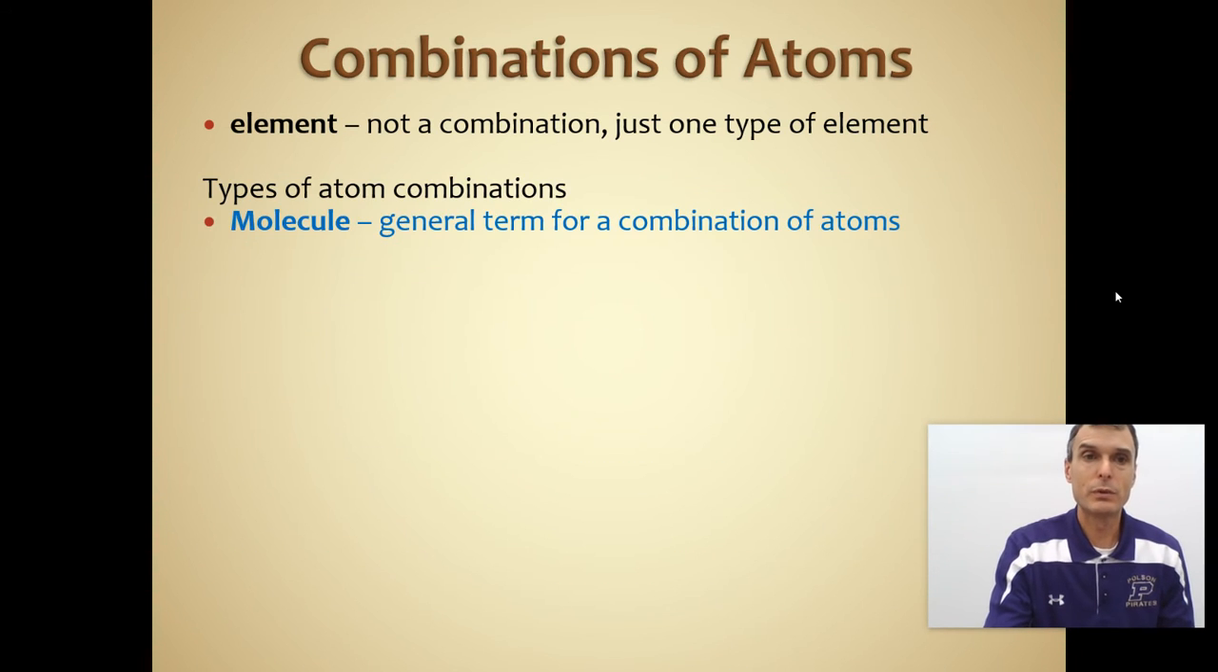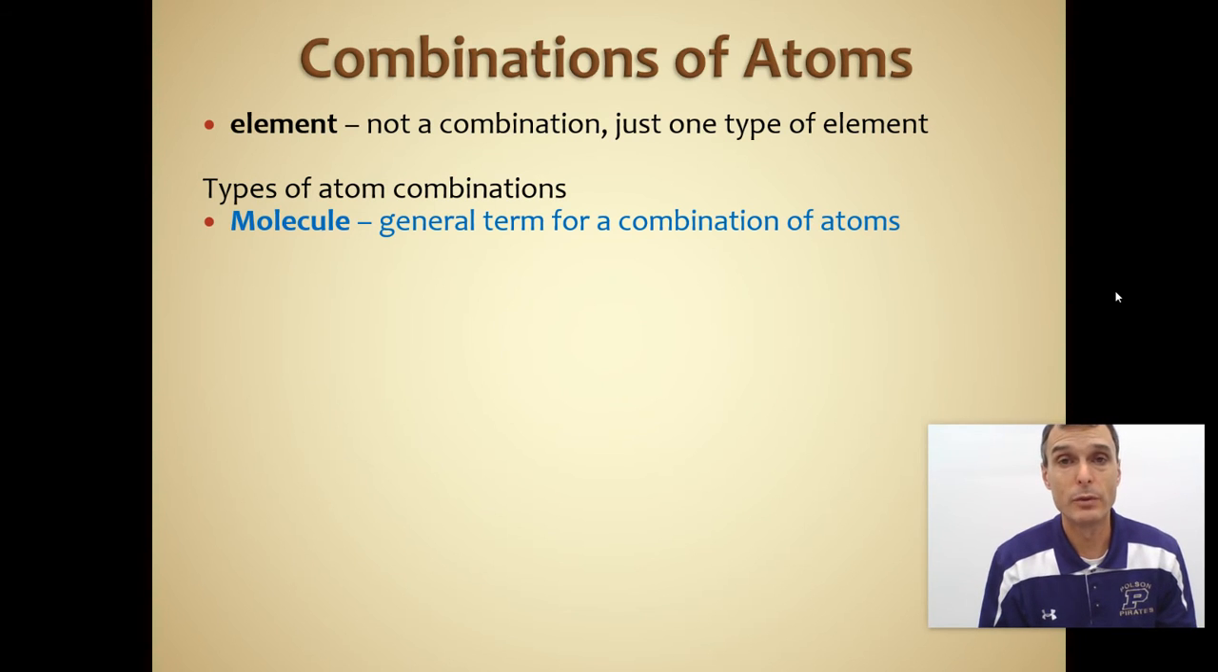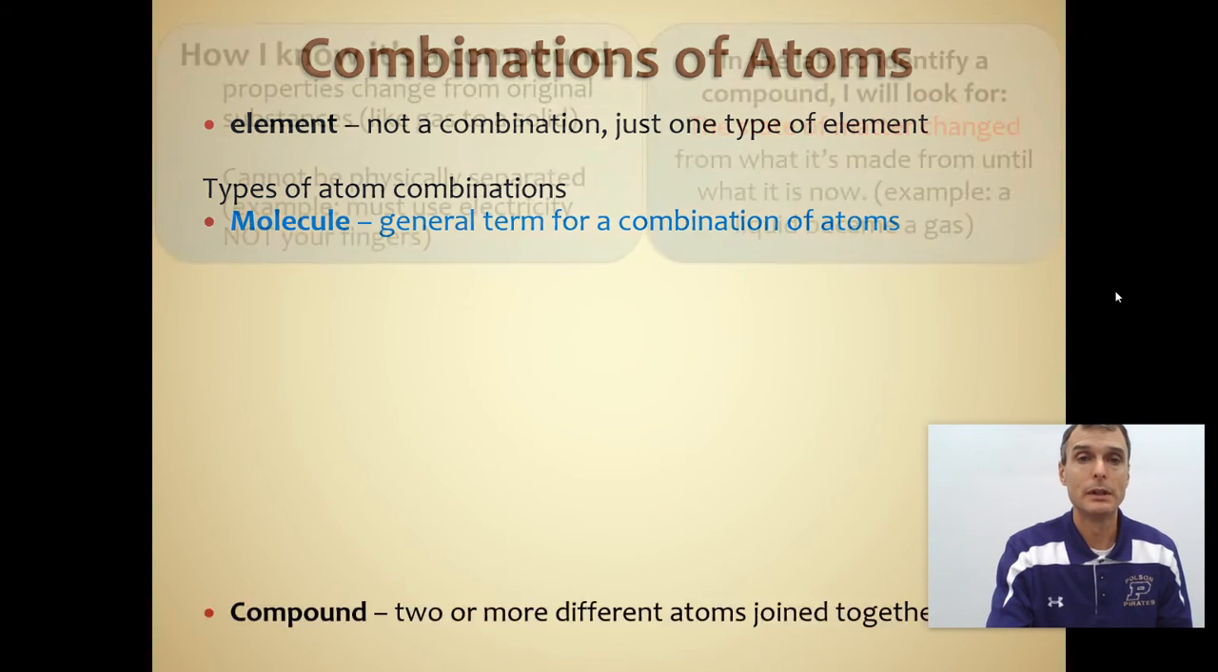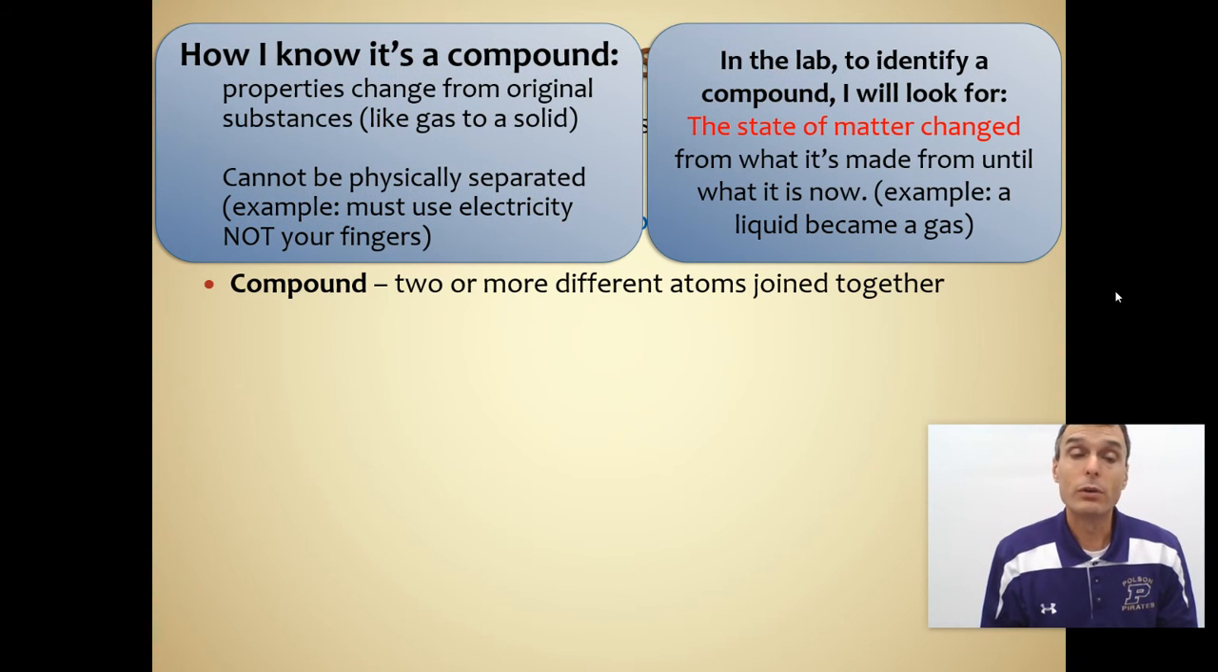All right, next up is what's called a molecule. This is in blue, so you don't have to write it down. That's why there's no space for you to write it down on your paper. Molecule is a general term for when we combine atoms. The first molecule or combination of atoms we're going to talk about is what's called a compound. This is when we have 2 or more atoms joined together, and they can't be physically separated.